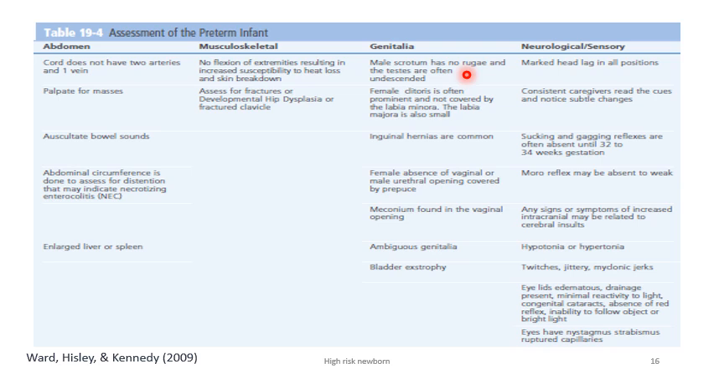And there is sometimes also the presence of inguinal hernias, and also sometimes the urethral opening for female and male are not very visible. Sometimes also we can find meconium coming out from the vagina, and sometimes we cannot really recognize whether it's a female or a male, because there is ambiguity of the genitalia. And sometimes also we have a problem with the bladder because of exstrophy.